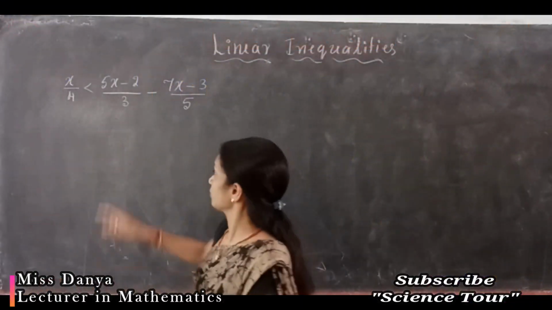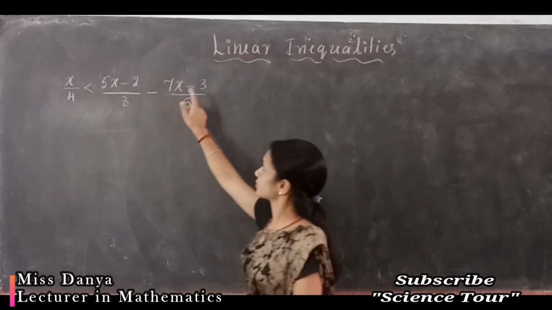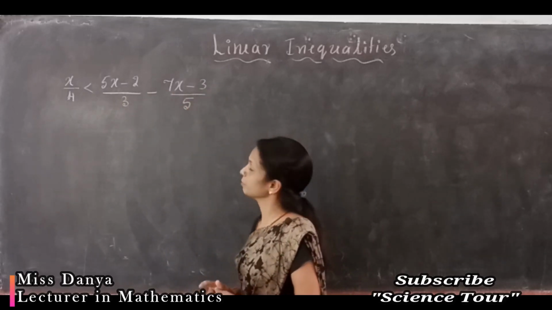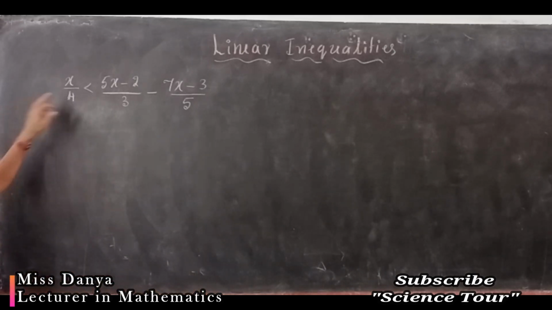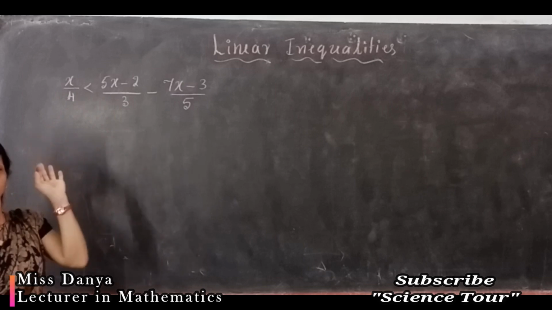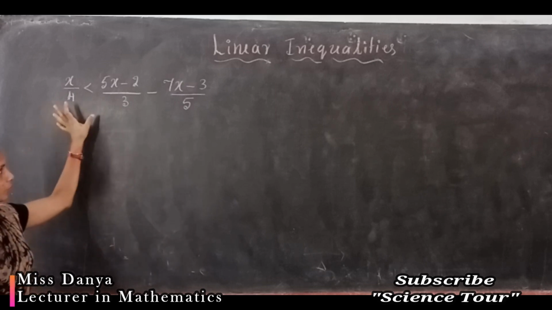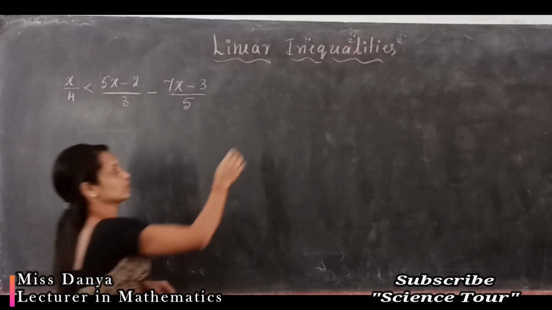Next, x by 4 less than 5x minus 2 dividing by 3 minus 7x minus 3 dividing by 5. Here you have different denominators: 4, 3, 5. You have more than one denominator here. So what you have to do is take the LCM of these denominators 4, 3, 5.